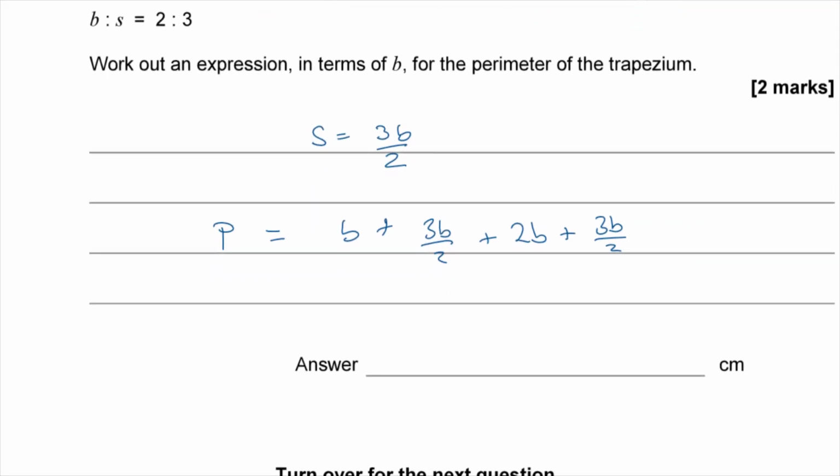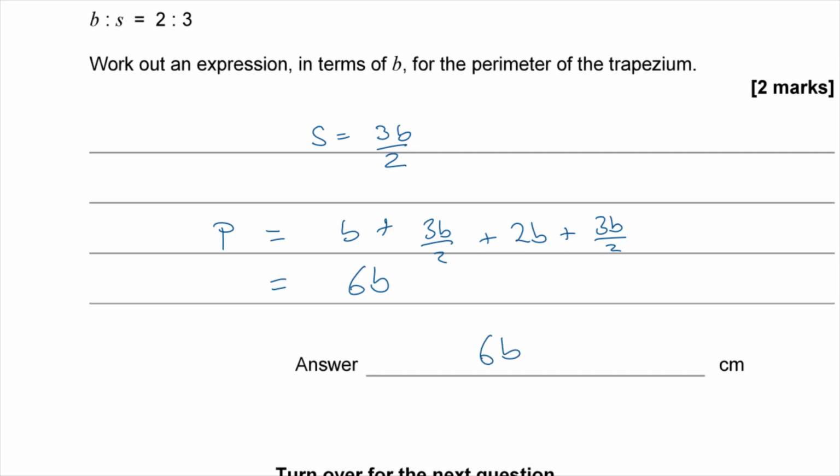Okay, now 3b over 2 plus 3b over 2, so they're two halves of the same thing, aren't they? So that's going to give me 3b. So 3b plus 2b plus b is going to give me 6b altogether. So p is equal to 6b.